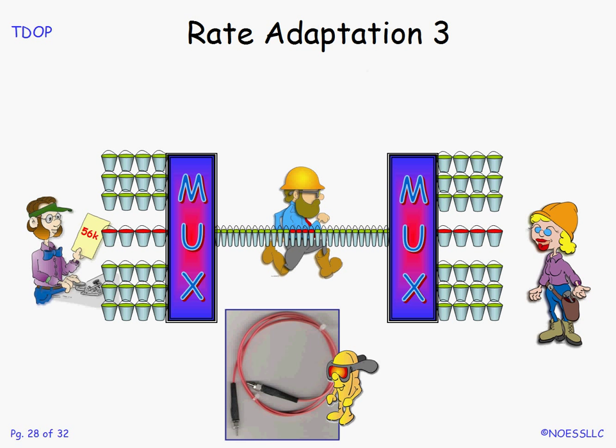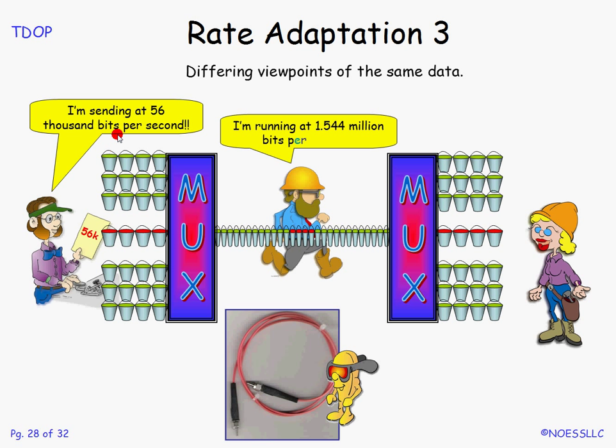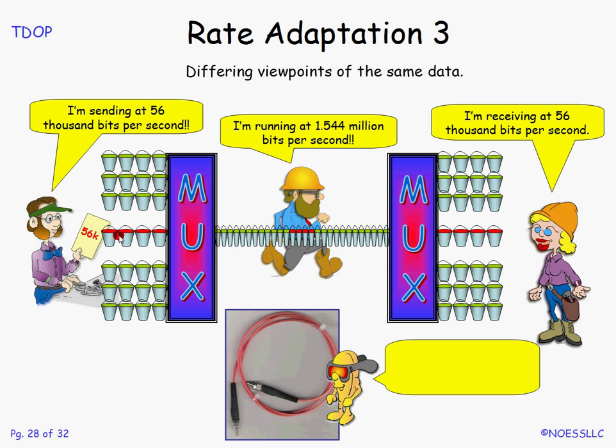Okay, how about this? Maybe this will help. This is a really important concept. That's why I'm giving you three different ways to think about it. So over here, I've got this little dude. He's sending really fast, 56,000 bits per second. That's his right there. Goes into the multiplex.